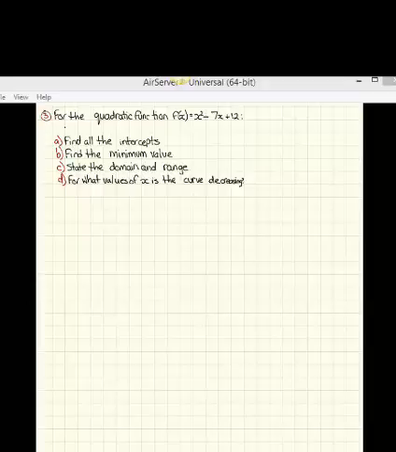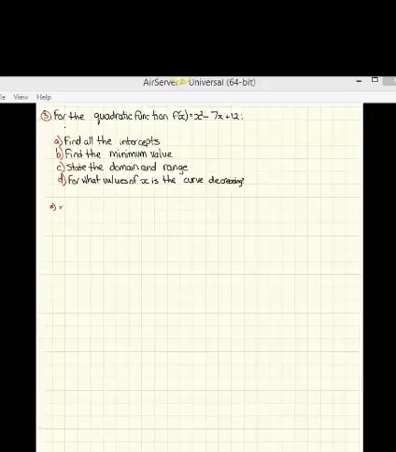And while you're not going to get marks for drawing it, having yourself a little sketch is going to make answering some of those questions much easier, especially domain and range and the decreasing question. So once you've got the information from the intercepts and the minimum value, I would do yourself a small sketch anyway. So let's have a look. We need to find all of the intercepts first.